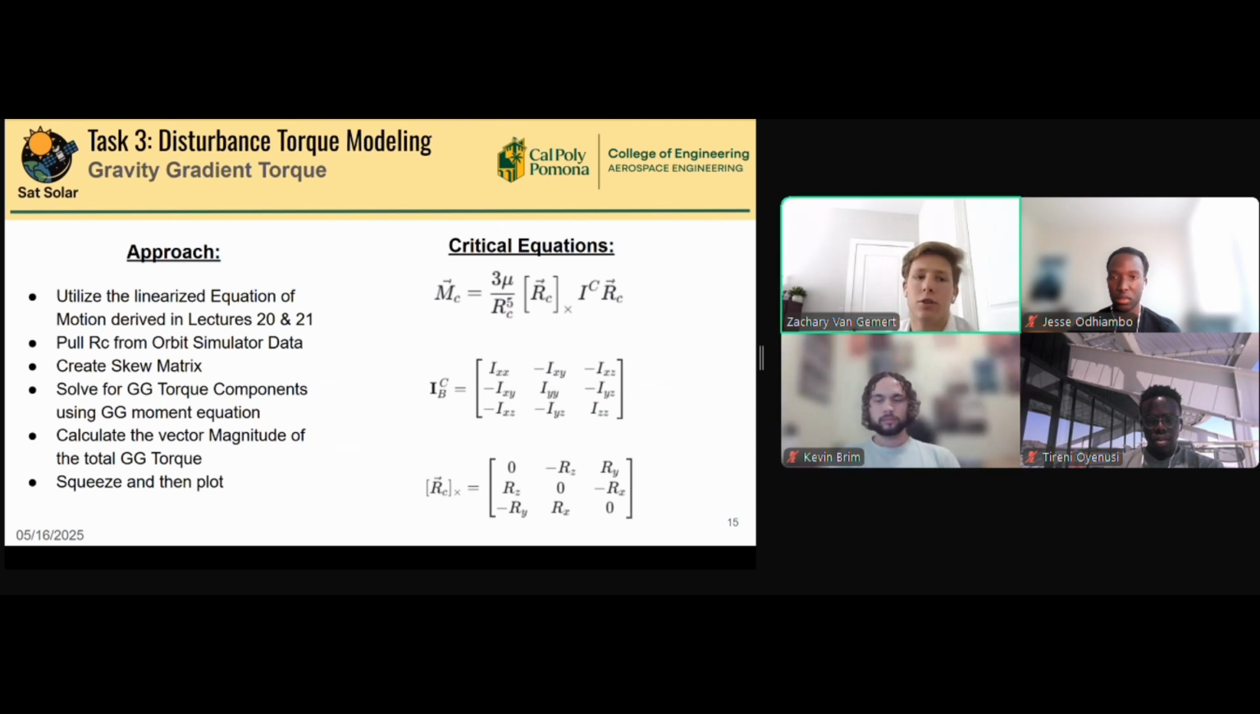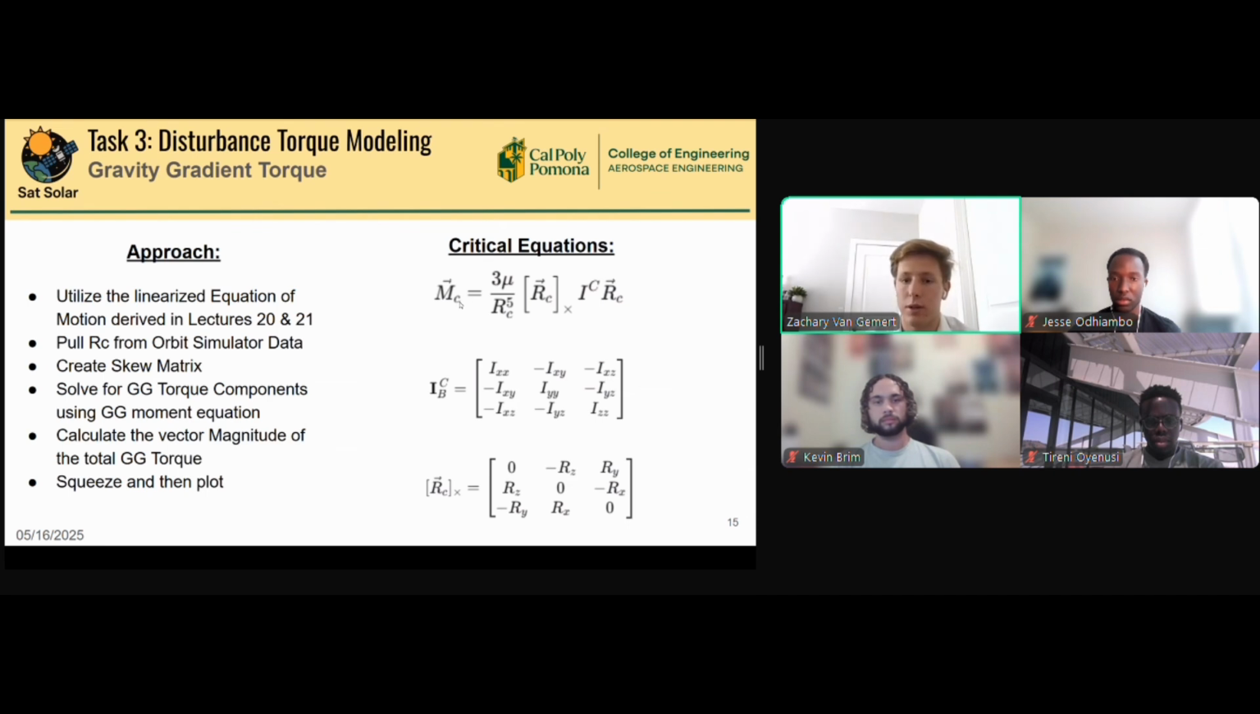Our third disturbance torque is gravity gradient. We linearized the equations of motion derived in lectures 20 and 21, pulled the R_C, created a skew matrix, solved for the gravity gradient torque components, and using the gravity gradient moment equation, calculated the vector magnitude of the total gravity gradient torque, and then plotted it.